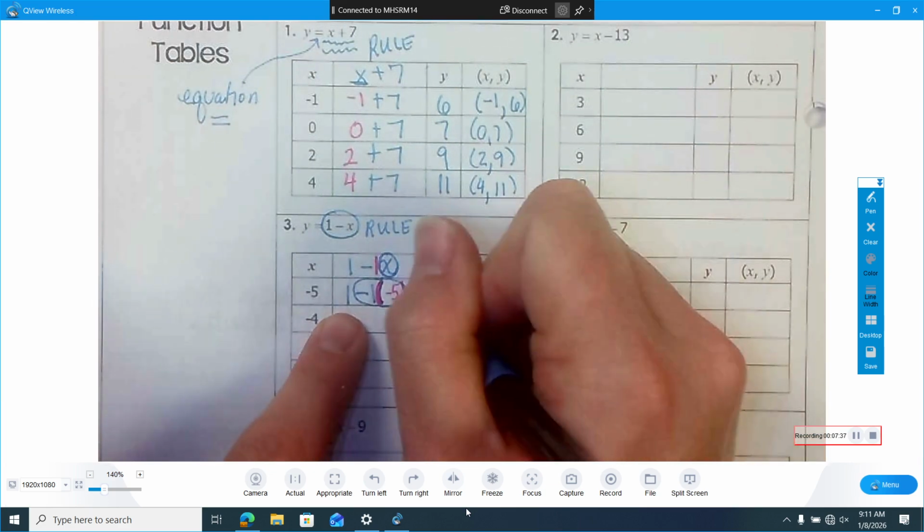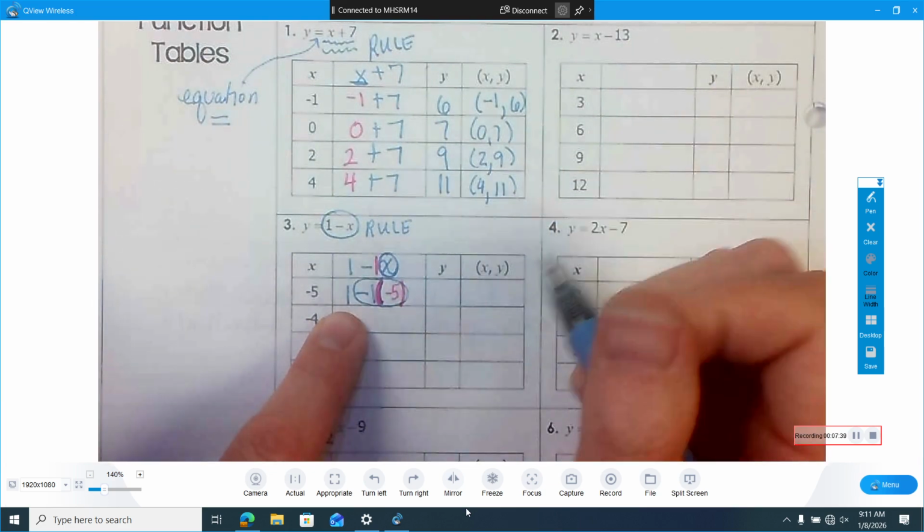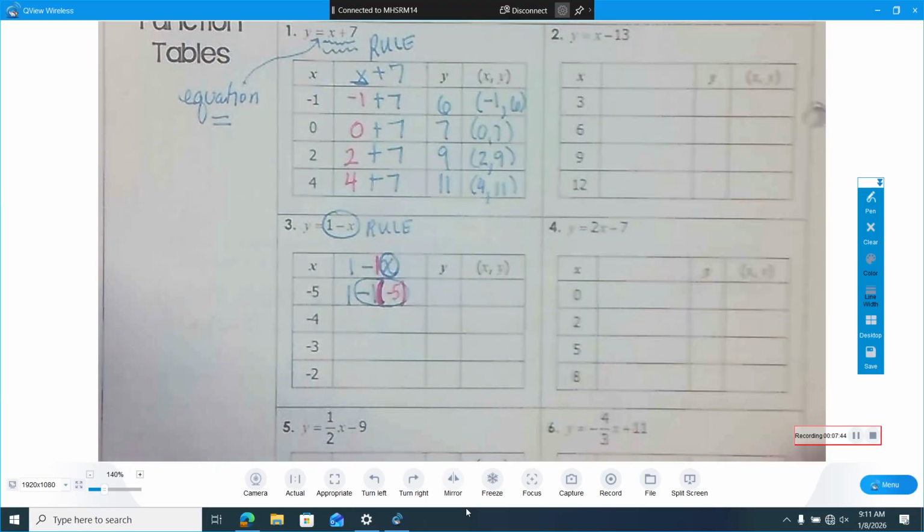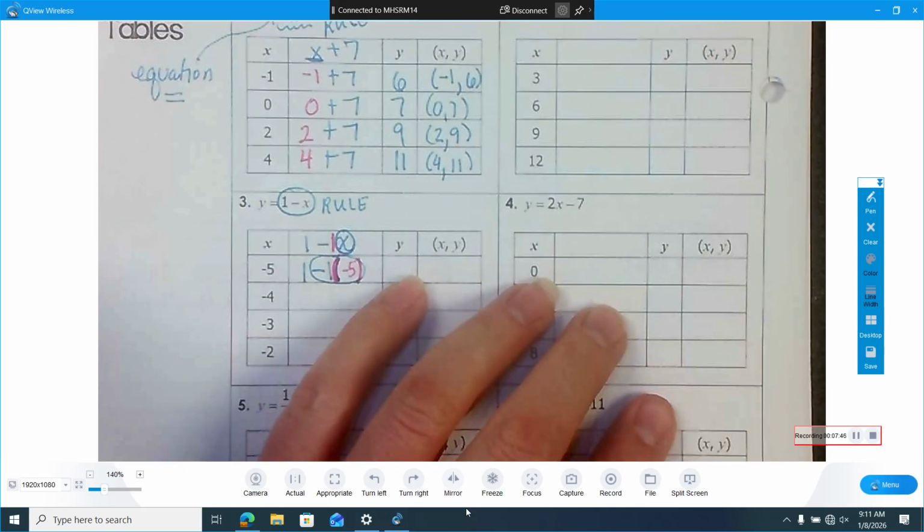And so we actually end up, this is a horrible problem to do. We're going to come back to this, I think. I don't want to do it. Let's skip it. Let's go to 4. This one will be better.